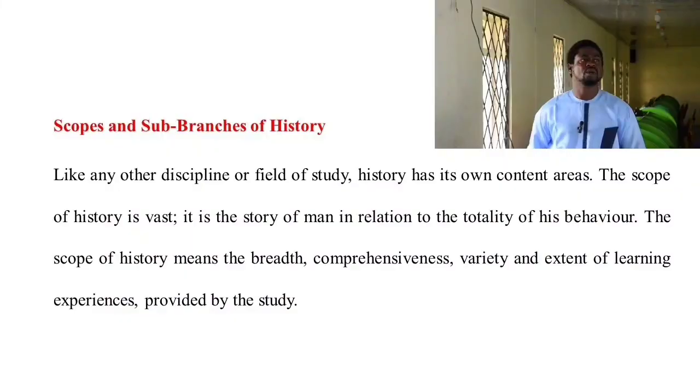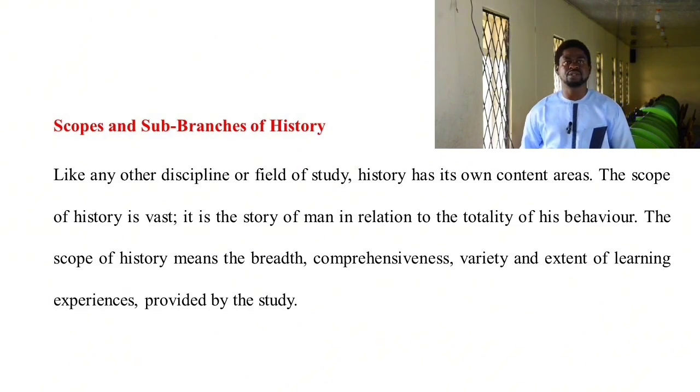Having examined the definitions of history, we are now going to look at the scope and sub-branches of history. Like any other discipline or field of study, history has its own content areas. The scope of history is vast. It is the story of man in relation to the totality of his behavior. The scope of history means the breadth, comprehensiveness, variety, and extent of learning experiences provided by the study.